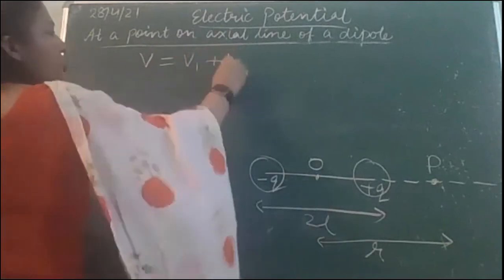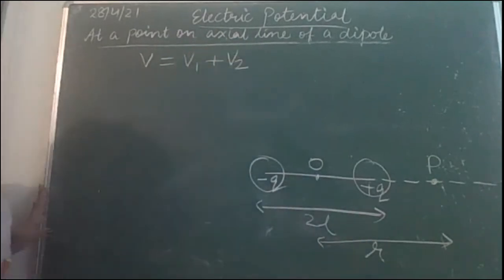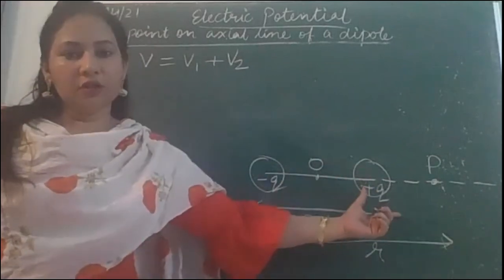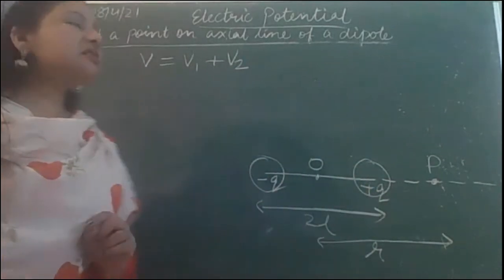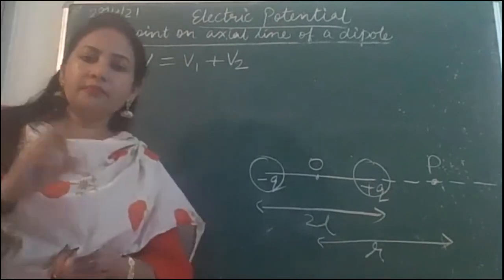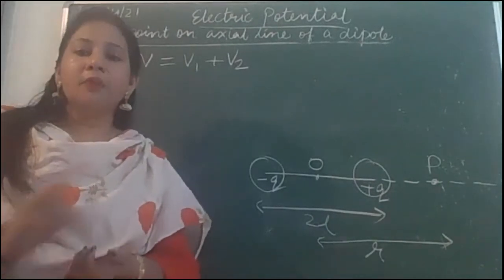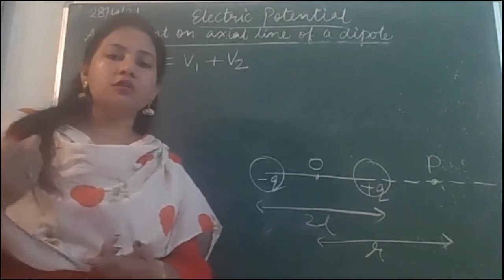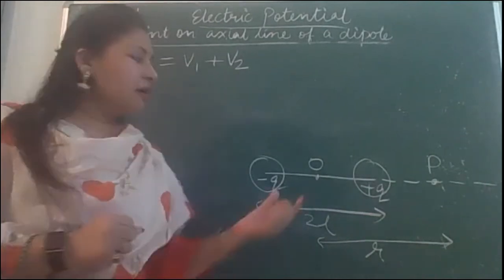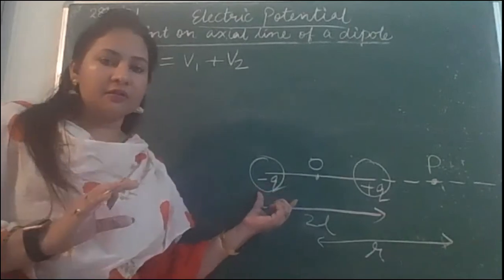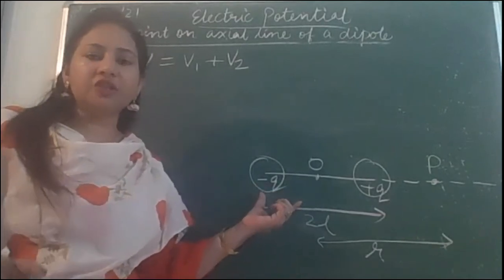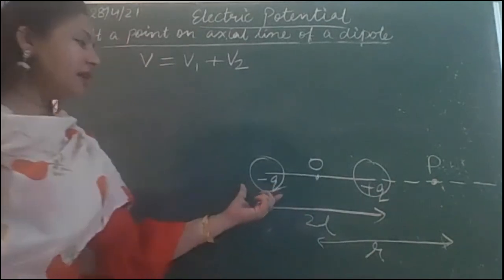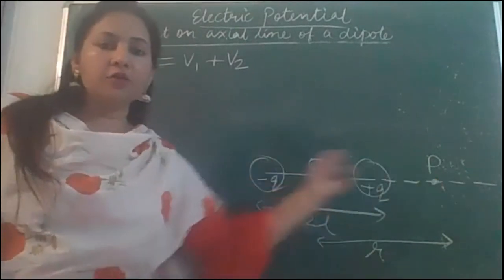So total potential at P will be the sum of potentials at P due to minus q charge and due to plus q charge. And remember, since potential is a scalar, if the charge is negative, potential will be negative, and if the charge is positive, potential will also be positive. So sign will be there. We use sign here because we are not marking direction. Okay. So let us write V1, potential at P due to minus q charge.